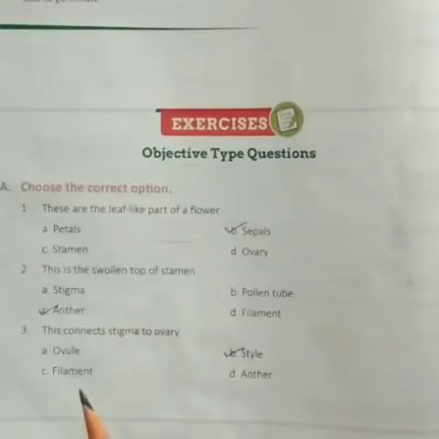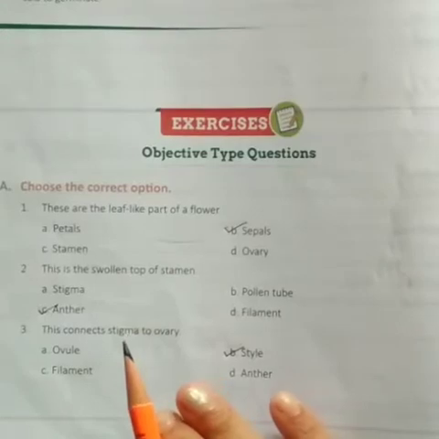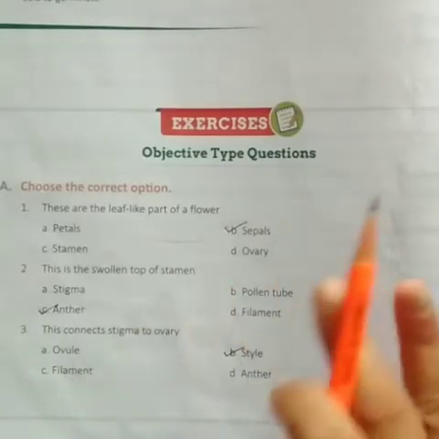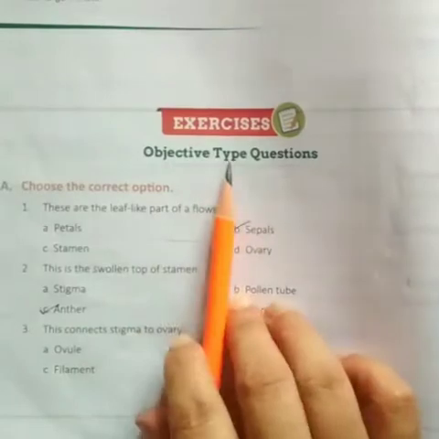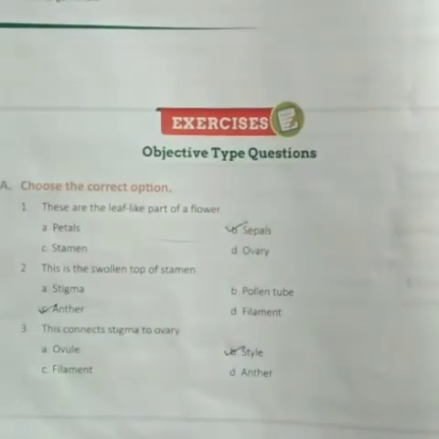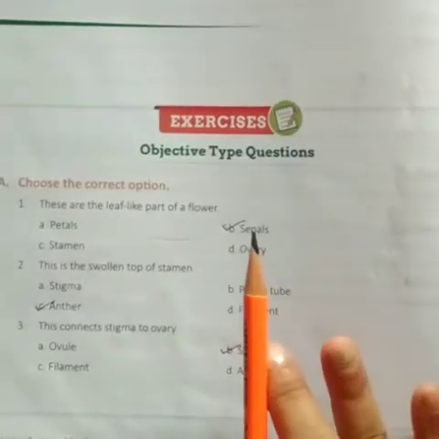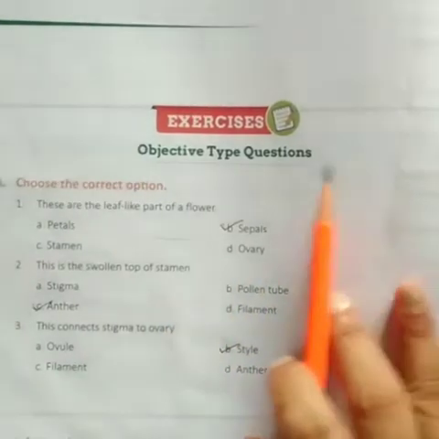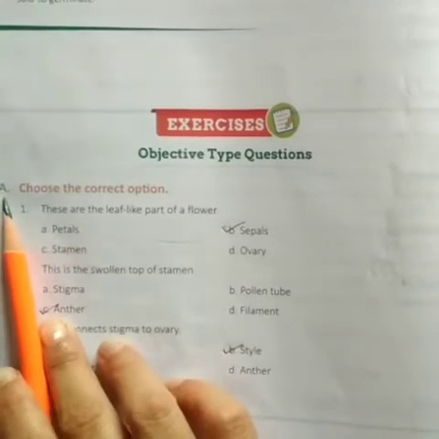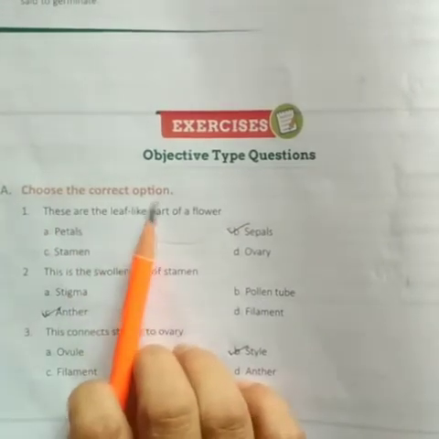Right? Now students, before we start our new chapter, let us confirm the answers of the objective type questions of page numbers 36, 37 and 38 of chapter number 2. So let us start now. A. Choose the correct option.